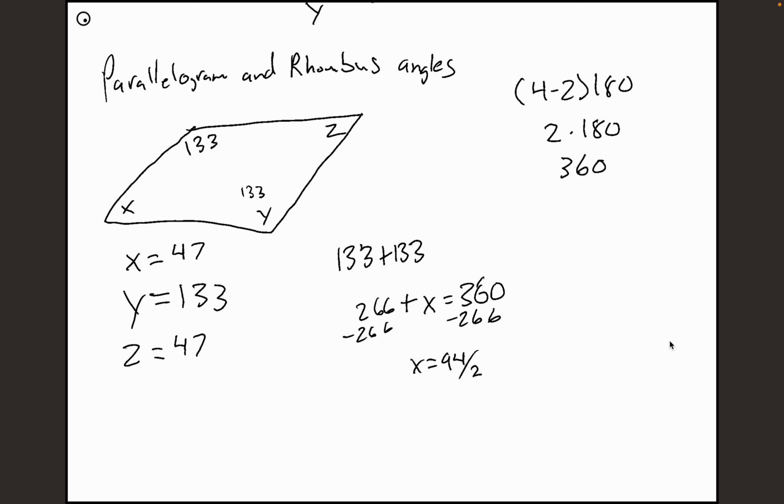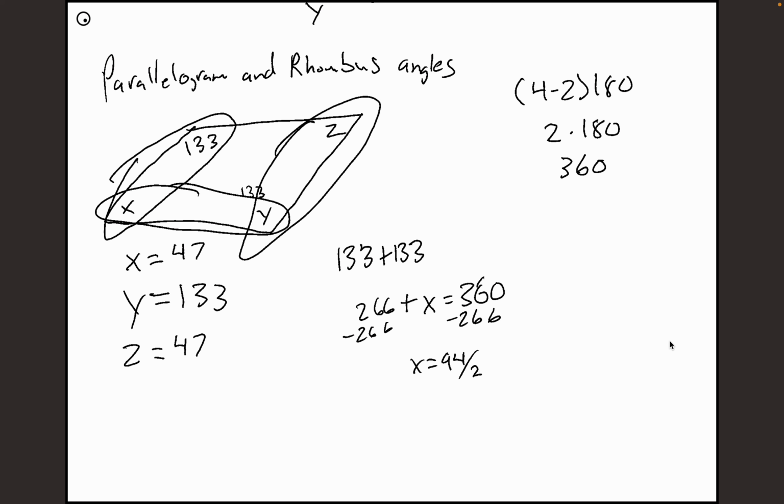The easy way we can do this is the angles that are next to each other. So let's say I have this x and 133, they add up to equal 180. So I could do 180 minus 133 to find x. So what's 180 minus 133? 47. Now that works with these two as well. It works with these two. It also works with these two.